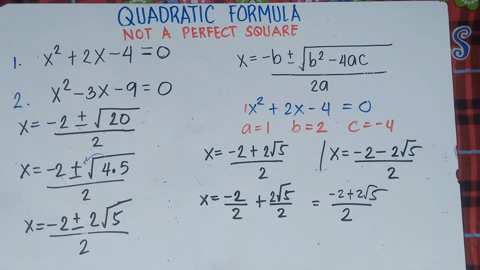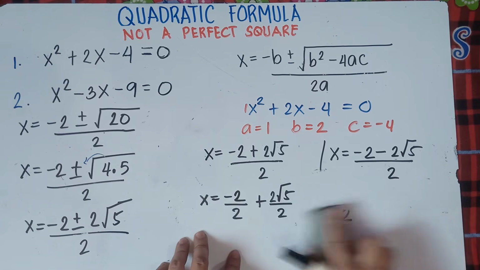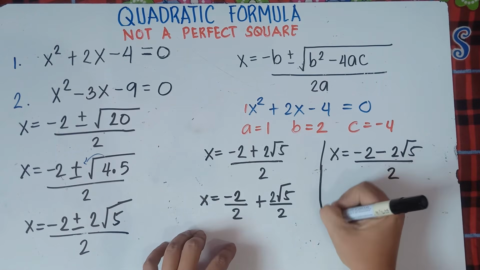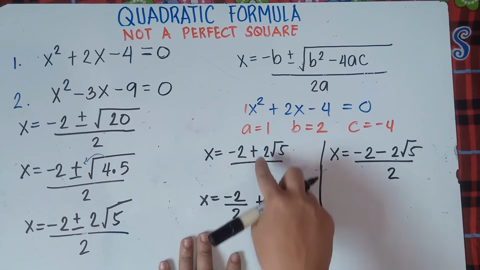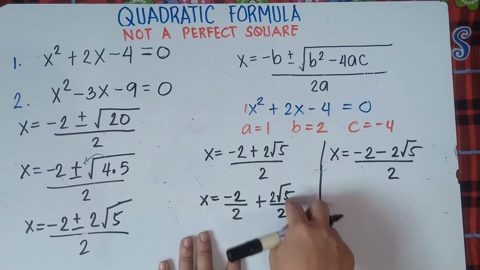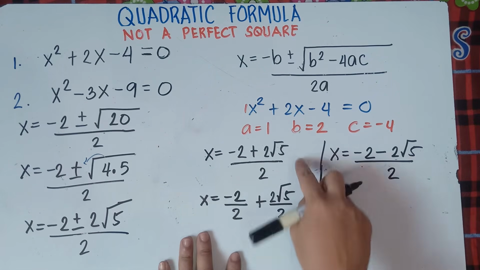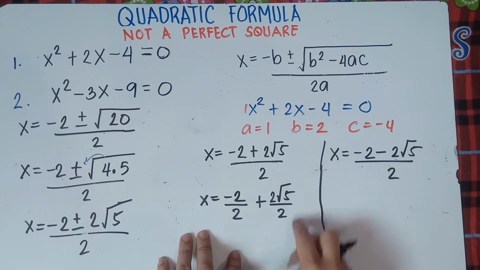Okay, do you still remember in addition of fractions class, if they have the same denominator, simply copy the denominator, then add the numerator. So we can write this one as negative 2 over 2 plus 2 square root of 5 over 2. This is just the same class. Do not be confused with this one. This is just the same.